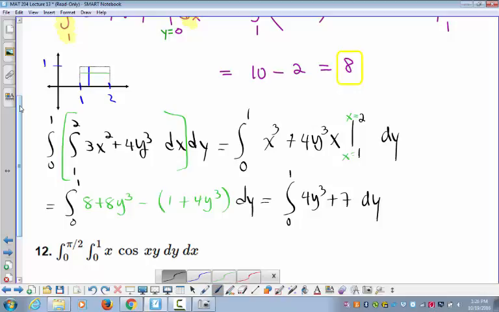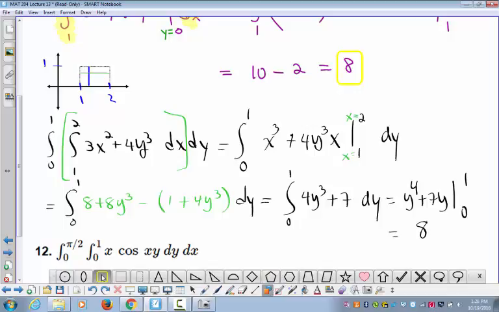So that function right there, 4y cubed plus 7, for all of the y values between 0 and 1, that's going to give us the area this direction. So if I plug in y equals 0.5 into this function, 4y cubed plus 7, that tells me the area when y is 0.5 and x runs from 1 to 2. So it's going to give that cross-sectional area. And let's see, hopefully we end up with the right answer. We get y to the 4th plus 7y, from 0 to 1. That ends up being 8, which is the same as that. So yeah, rectangular area, it doesn't matter. Fubini.